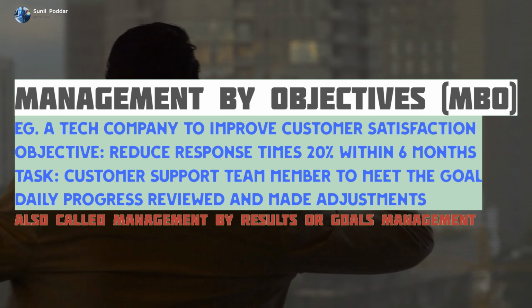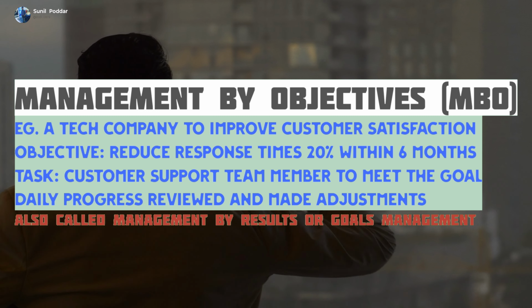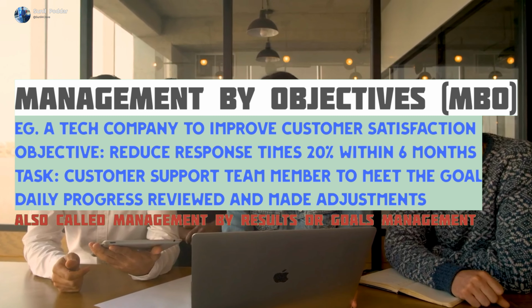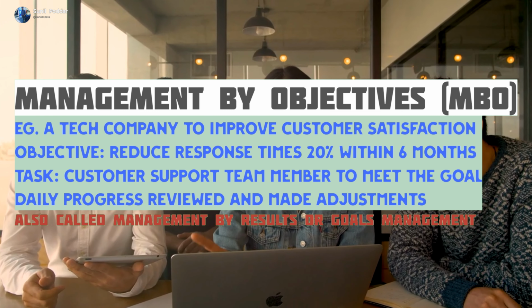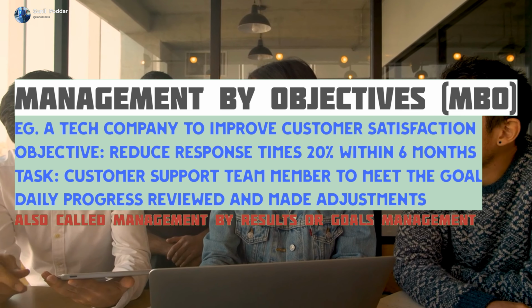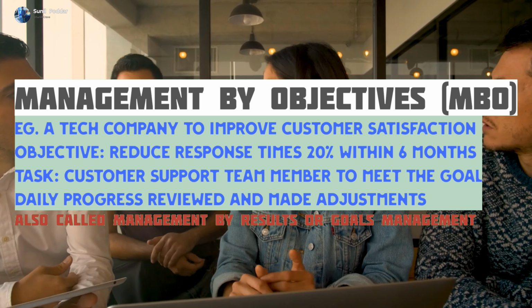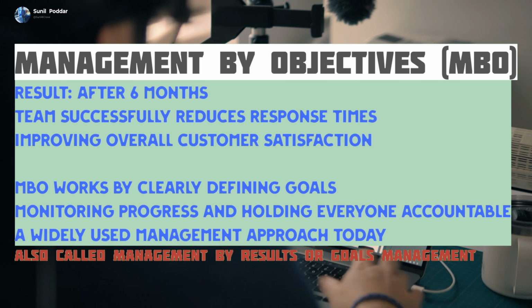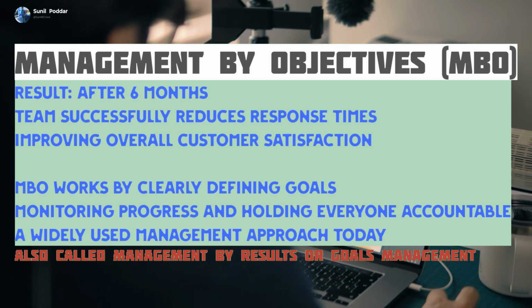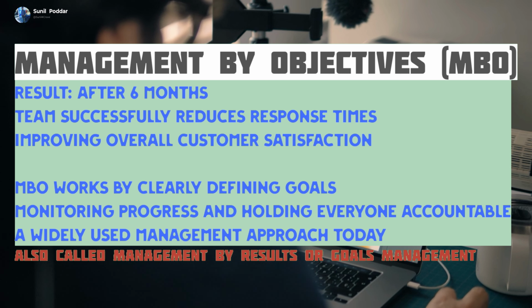Imagine a tech company that wants to improve customer satisfaction. The company sets an objective for the customer support team to reduce response time by 20% within 6 months. Each team member is given a specific task to meet the goal. Progress is regularly reviewed and adjustments are made as needed. By the end of 6 months, the team successfully reduces response time, improving overall customer satisfaction.